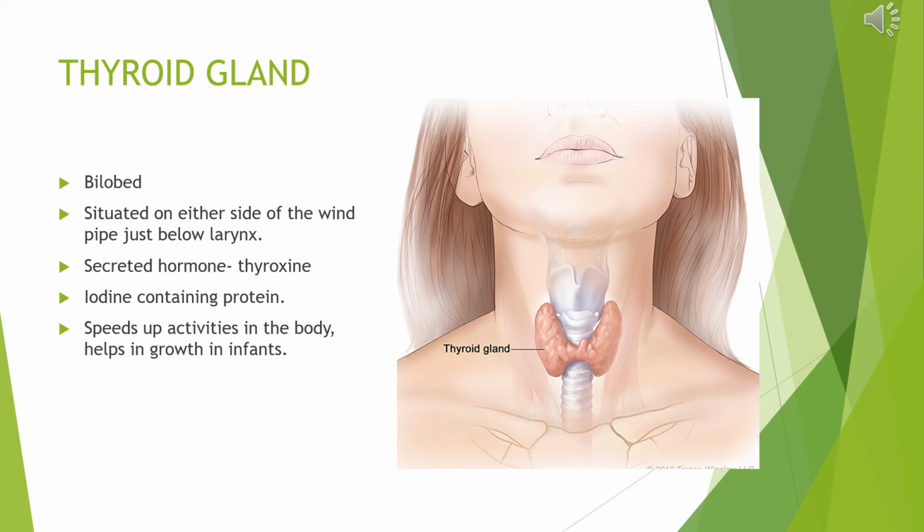The main functions of the thyroxine are that it speeds up the activities in the body, it regulates the metabolism rate in our body, it also helps in the growth of the infants, etc.